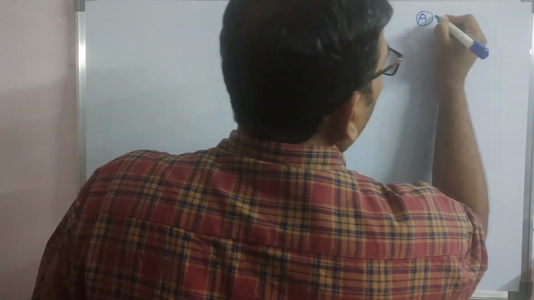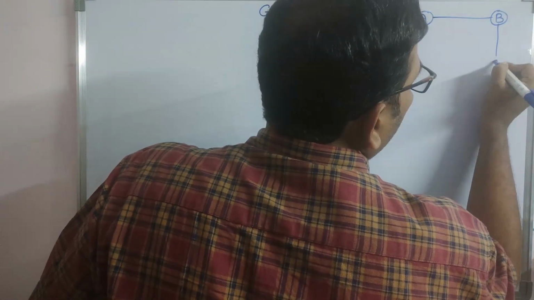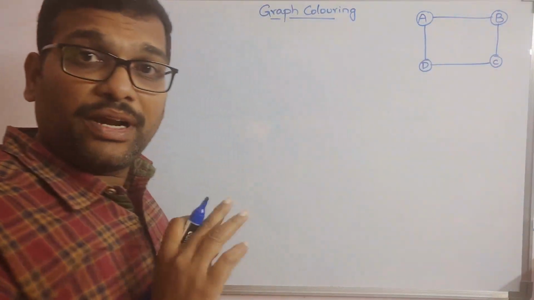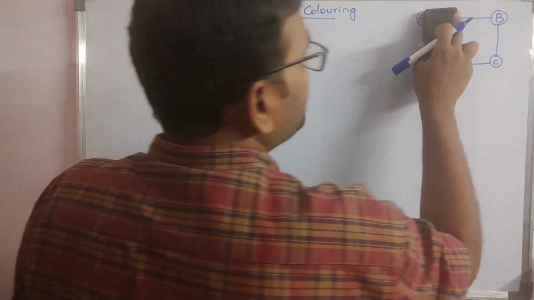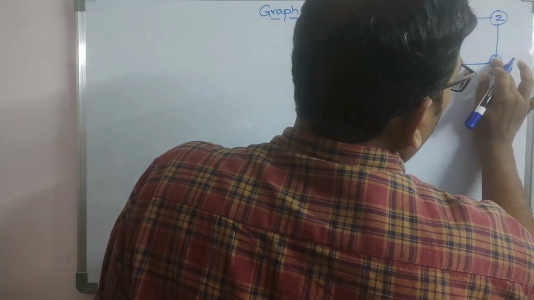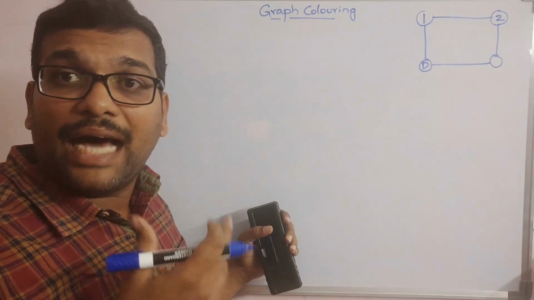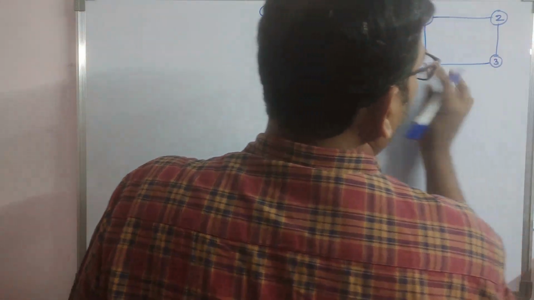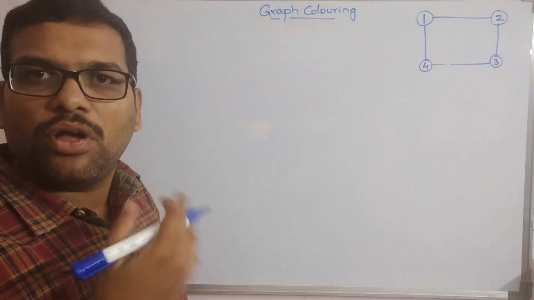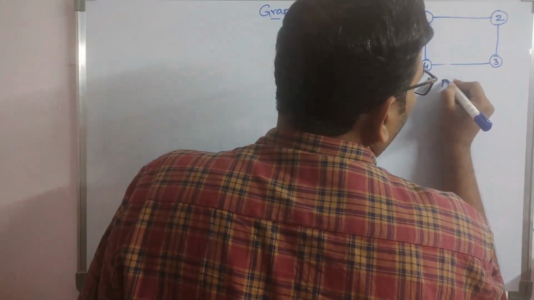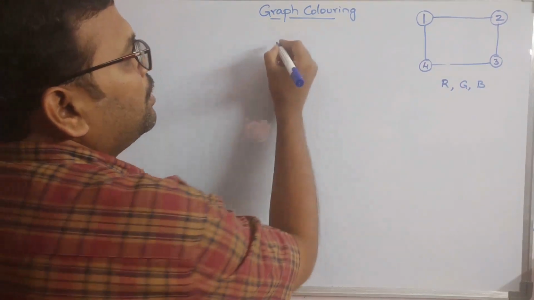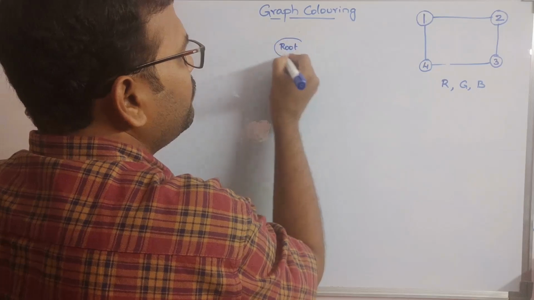I'll draw the example here. A, B, C, D. These are the 4 regions or 4 nodes. Let us represent them as numbers. In order to avoid confusion, because we are also representing the colors with RGB, we can name them 1, 2, 3, 4. So 1, 2, 3, 4 are the 4 nodes or 4 regions. And we need to color with red, green and blue. So the root node of the state space tree comes first.